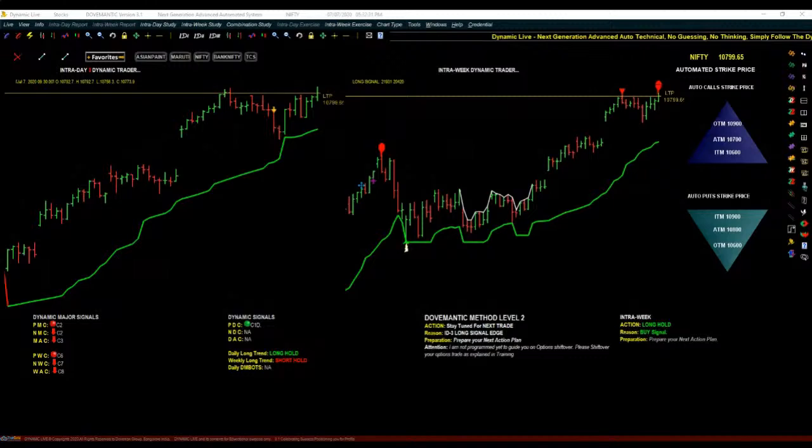So this is what we do in the second step. Before you do any trade, whenever it gives you a trading opportunity, check the intraday 3 long and intra-week long signal to see if they both are supporting.